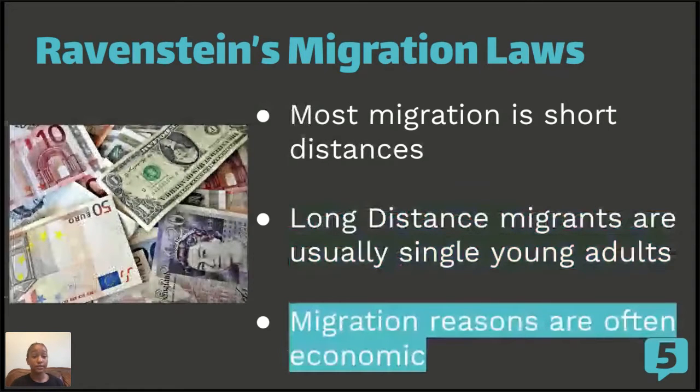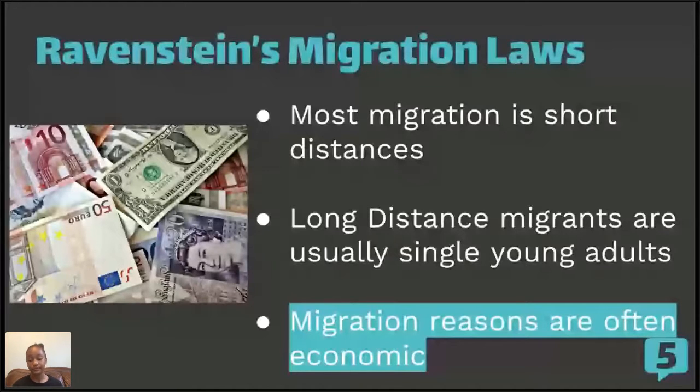Okay, moving on to the third migration law. Most migration reasons are often economic. I have touched on this one a little, but I'd like to bring it up again because it's a very big part. In human geography in general, you're going to see a lot of reasons for basically anything is economic because money is a huge driving factor for humans in general. So a lot of times when people move, it's because of economic reasons.